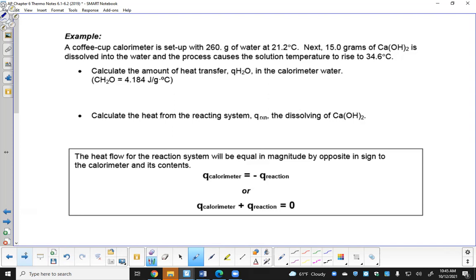Let's say we've got a coffee cup calorimeter set up with 260 grams of water. Initially, it's at a temperature of 21.2. You're just sitting there and starting out. Next, we're going to put 15 grams of calcium hydroxide and dissolve it into the solution. This process causes the temperature to rise to 34.6 degrees Celsius.